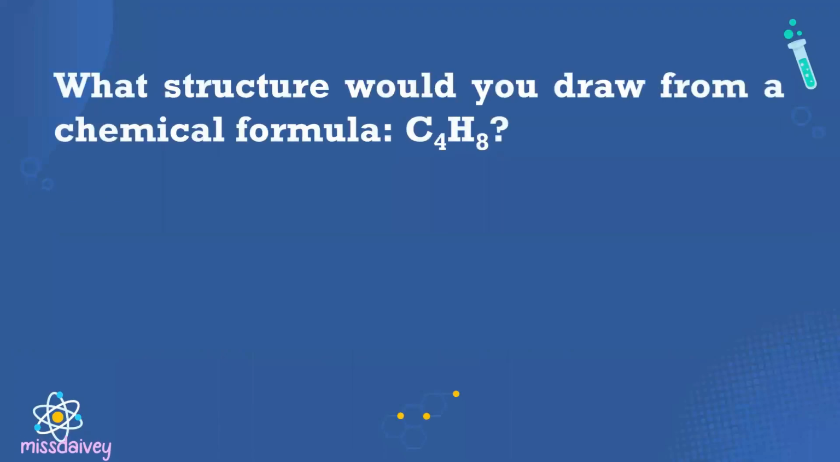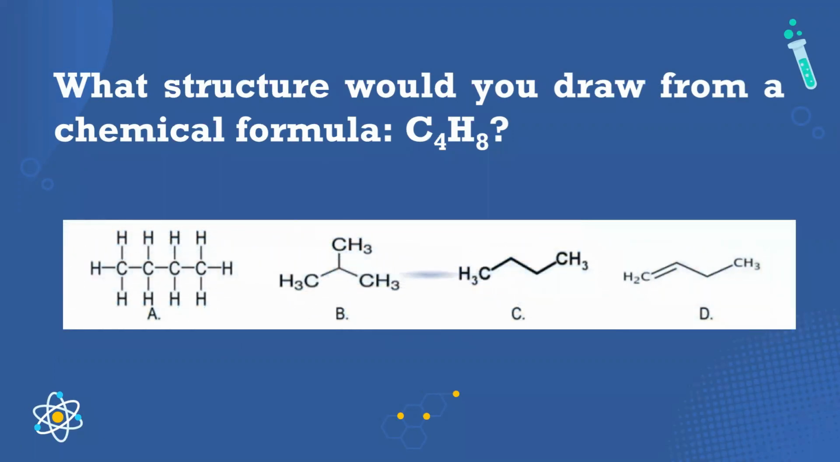What structure would you draw from a chemical formula C4H8? The correct answer is letter D.